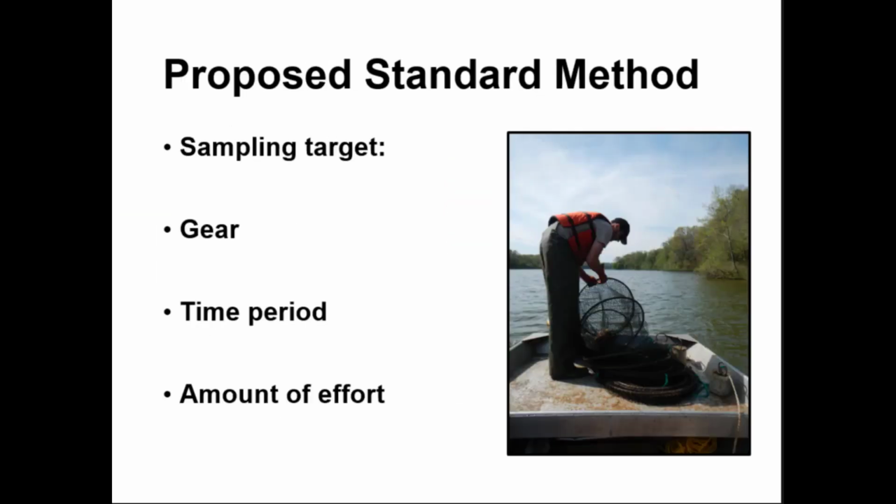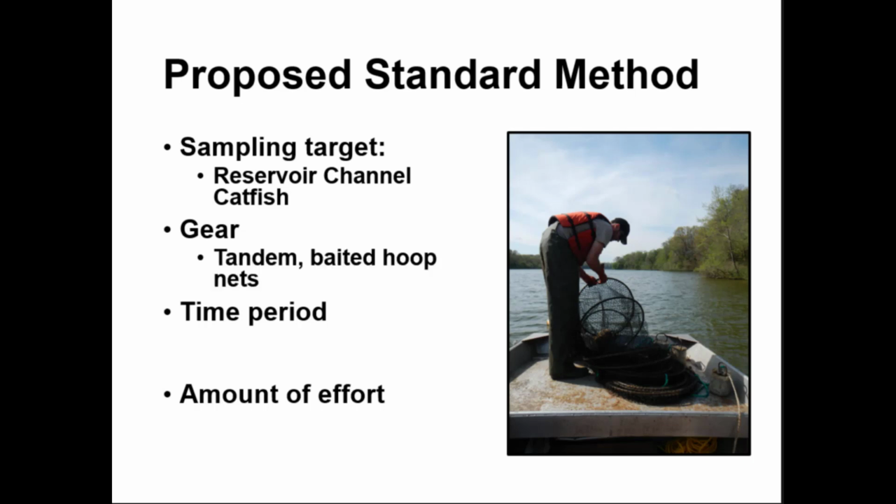So, to summarize, this is where we are right now in terms of a standard reservoir hoop net method. The sampling target is reservoir channel catfish. The gear we use is tandem baited hoop nets. The time period now, we have identified a 4-week period of mid-May to mid-June to use this gear. And it looks like we can get acceptable data with about 20 net sets per survey.